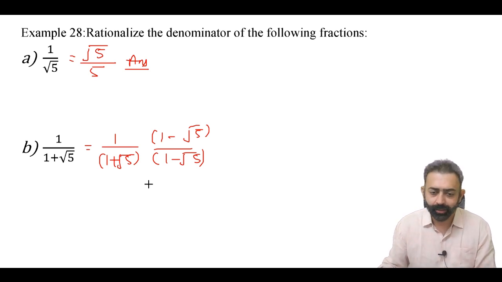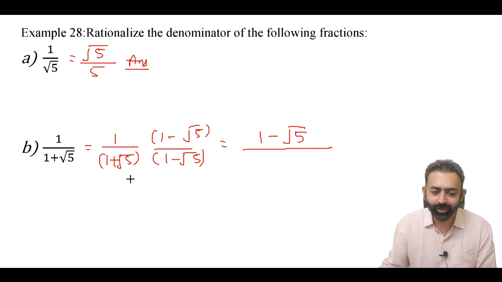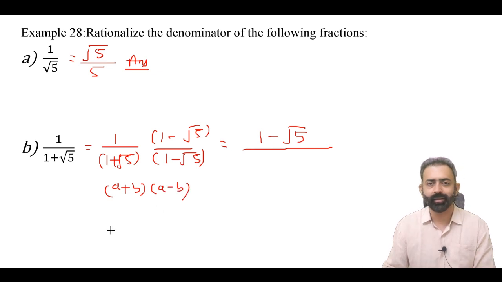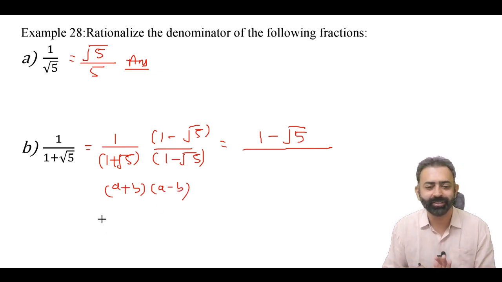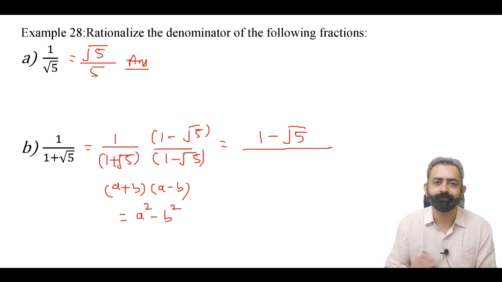What is the reason? The reason is that the numerator will be, you multiply 1 by this, it will be as it is, 1 minus root 5. But the denominator uses a very beautiful identity of algebra, that it is of the type a plus b and a minus b. Just pause this video and think what this identity will give you. It gives you a square minus b square. So a plus b into a minus b. So here a is 1, b is root 5.